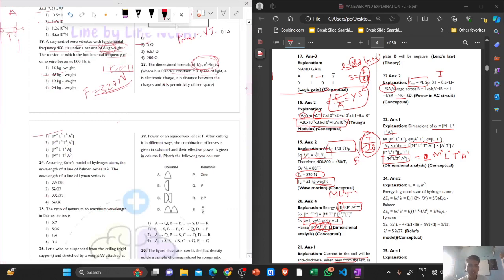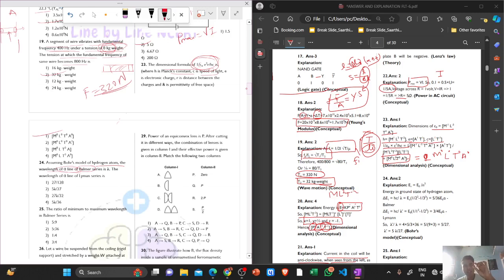Okay, now moving to the next question. Assuming the Bohr model of the hydrogen atom, the wavelength of the alpha line is asked. It is asking about the Balmer series, the Balmer line, getting up to n.